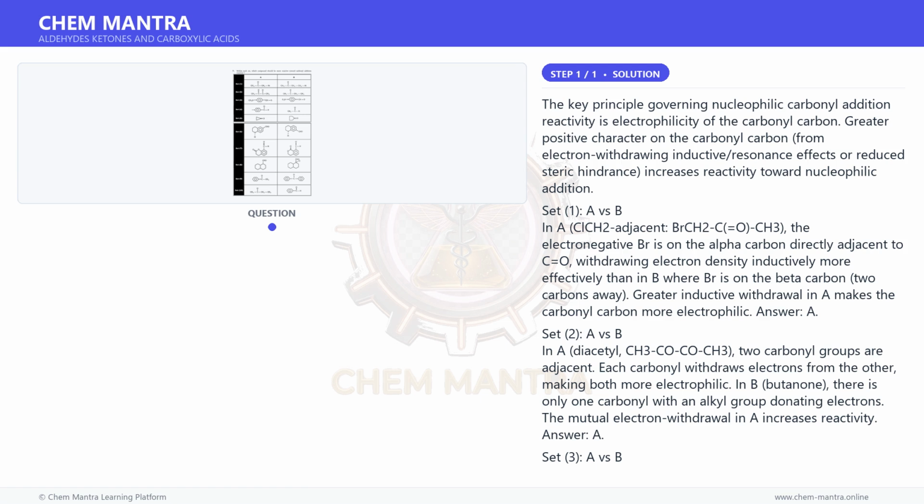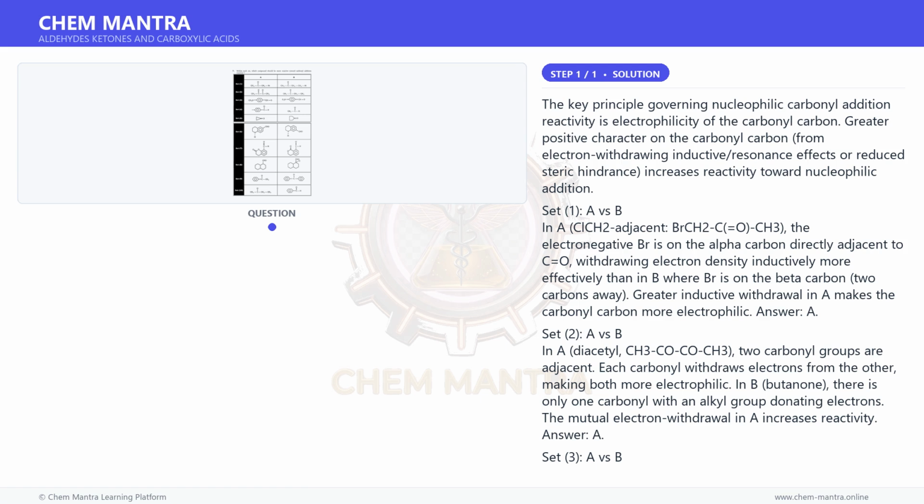In B, the CHO-bearing carbon also carries a Cl substituent, an electronegative halogen directly on the same carbon as CHO, making it an alpha-chloroaldehyde. The inductive electron withdrawal of Cl directly on the same carbon as the aldehyde significantly increases the electrophilicity of the carbonyl carbon. In A, the CHO is on a plain CH carbon with no such activating group. Answer B. Set 9, A versus B.